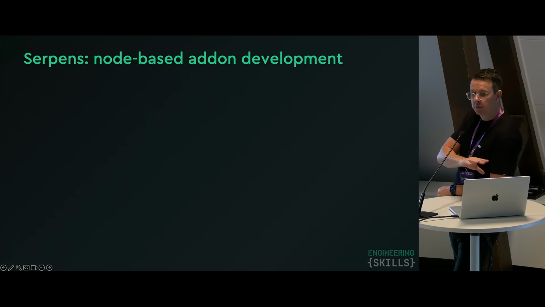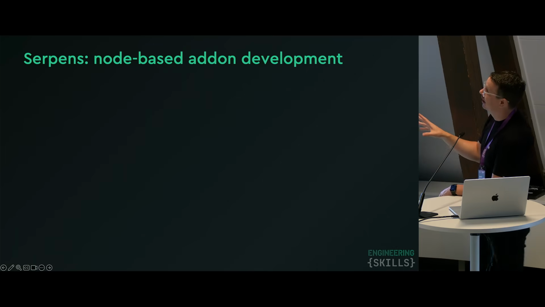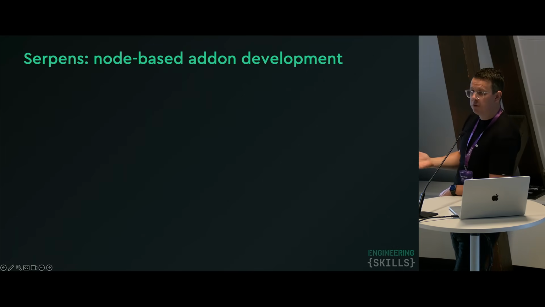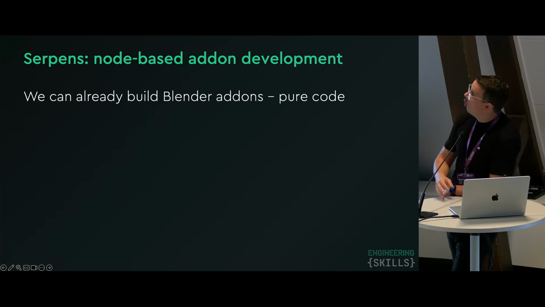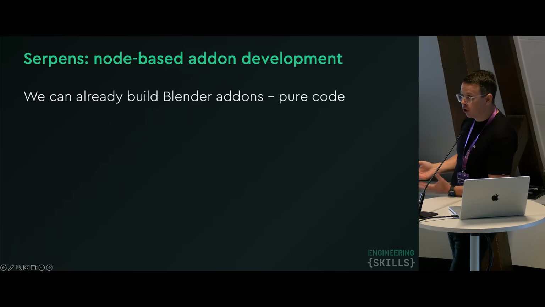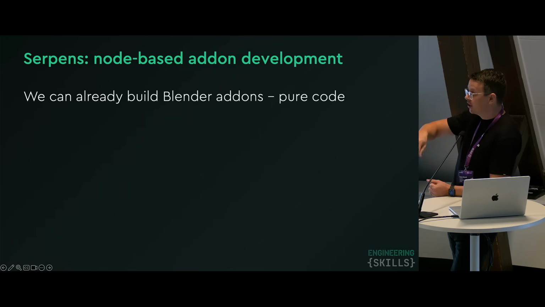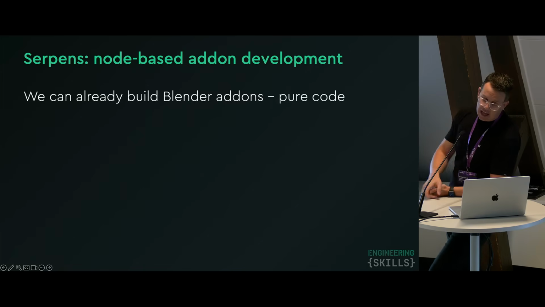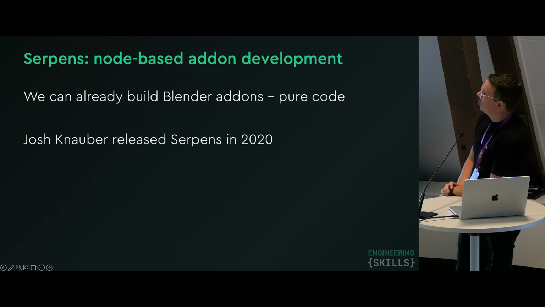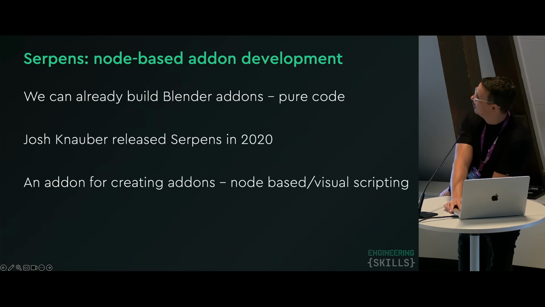I'm not affiliated with Serpens, I'm just a really happy customer of this particular add-on. It allows us to do node-based add-on development in Blender really, really easily. So we could already build add-ons in Blender using just code, and straight after this presentation, there's going to be an excellent presentation down below, which is going to be a great demonstration of that. But then this guy called Josh Nauber released this add-on Serpens in 2020, and I think it was quite an innovative idea. It's an add-on for creating add-ons. You might have come across it, you probably have come across it. And it just facilitates node-based visual scripting.